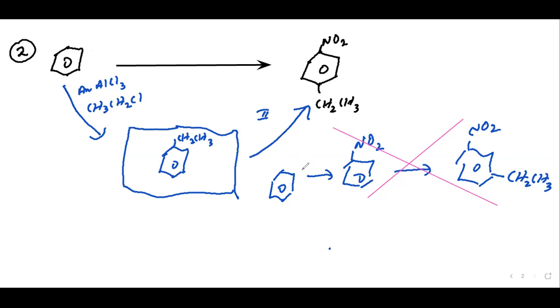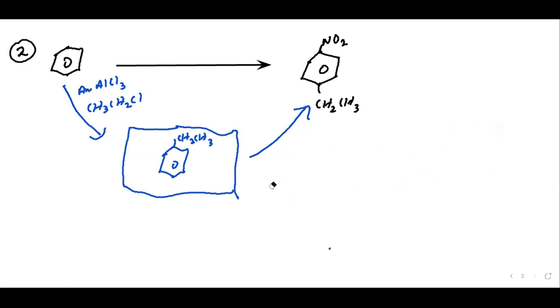Now after that you have to add NO2. How to add NO2? Conc. HNO3 and conc. H2SO4. Is that clear? Now NO2 comes to the what? Para position. If you take this one as number 1, then you can count 1, 2, 3, 4. Fourth is para position. Is that clear?